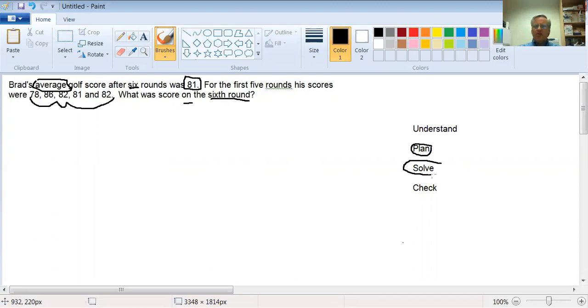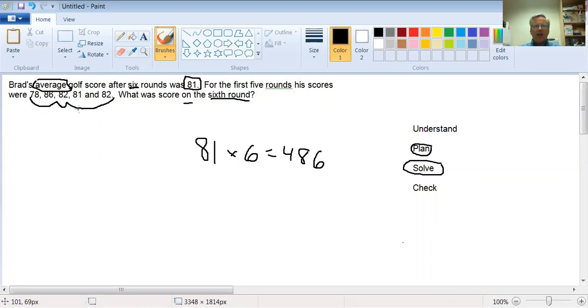In the solving part, I actually go through and do the math involved. I can't access a calculator on the screen, so I'm going to use one off screen. We knew that each round averaged 81 and there were 6 rounds, so in my solution I'm going to do 81 times 6. I apologize for the bad writing, it's hard to write with the mouse here. My off-screen calculator tells me that's equal to 486. So that's the total of all 6 rounds, 486.